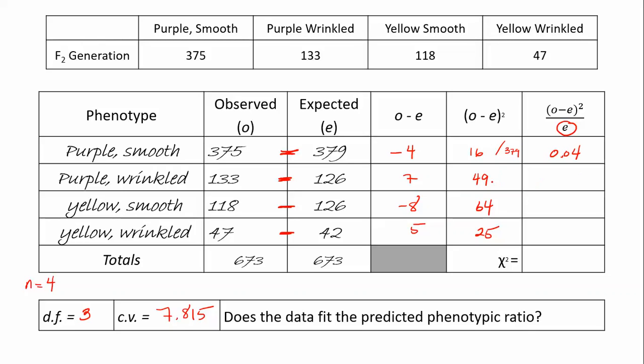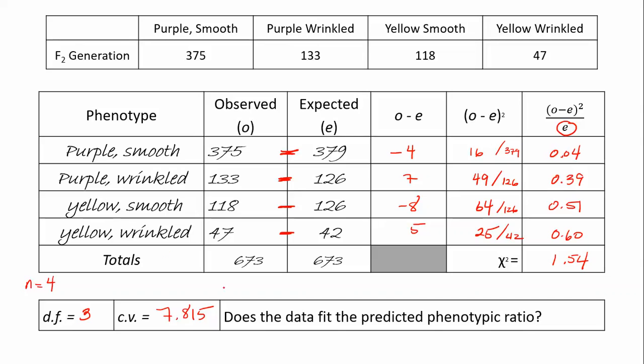Next, it's going to be our number 49 divided by the expected, which is 126. When you do that, it gives you 0.39. 64 also is divided by 126. That gives you 0.51. And 25 is divided by 42, which is going to give you 0.60. Add all of those together and you get 1.54 as your chi-squared value.